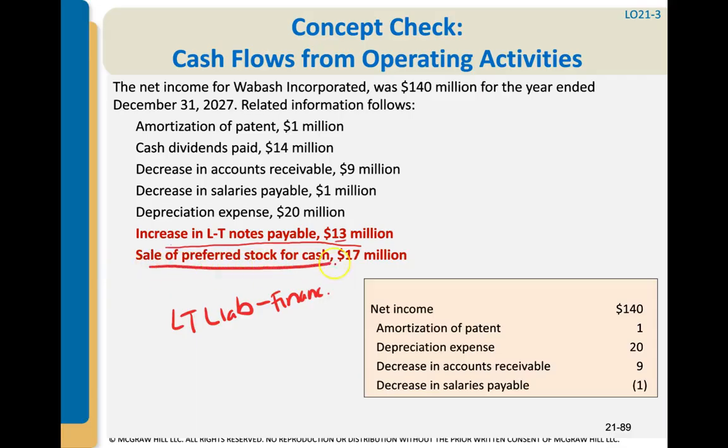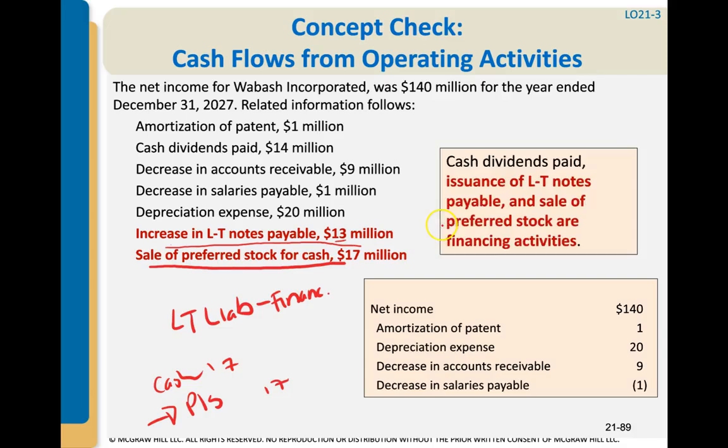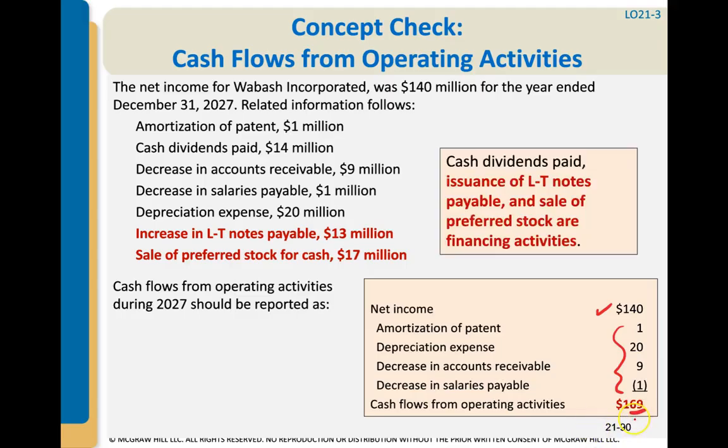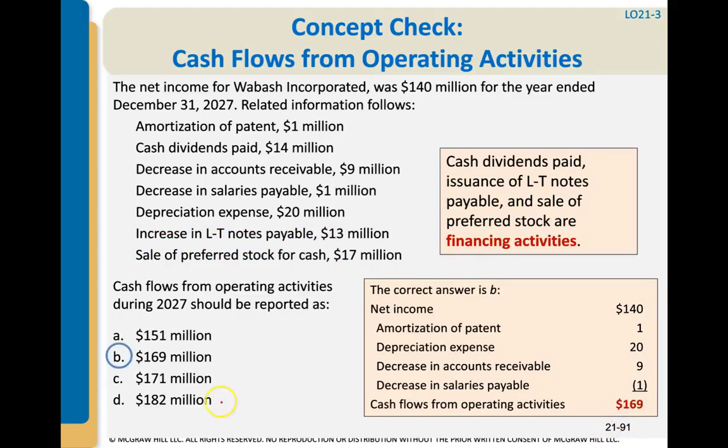And then same thing with sale of preferred stock. When we sell stock, it's going into our equity section, because we debited cash and credited preferred stock for the 17 million. And that is going into our equity section, so that's a financing activity. So we don't do anything with these last two transactions in the operating activity section. Our total cash flow from operating activities, when we take the $140 million net income and adjust for these items, is $169 million. So our answer is B.